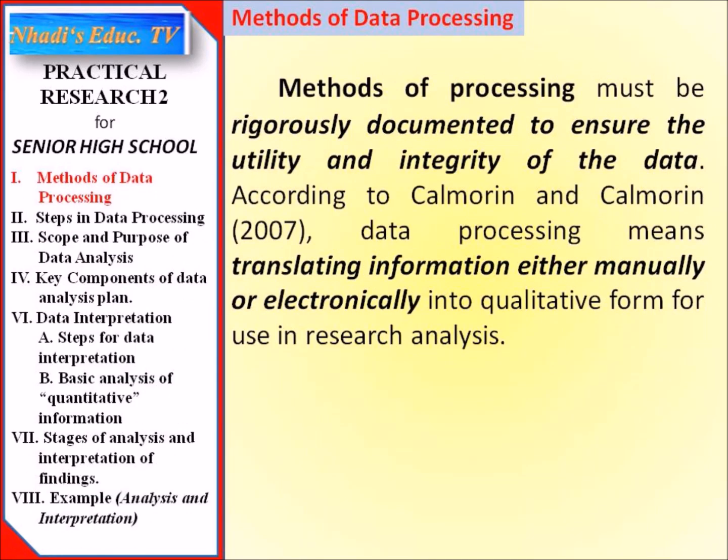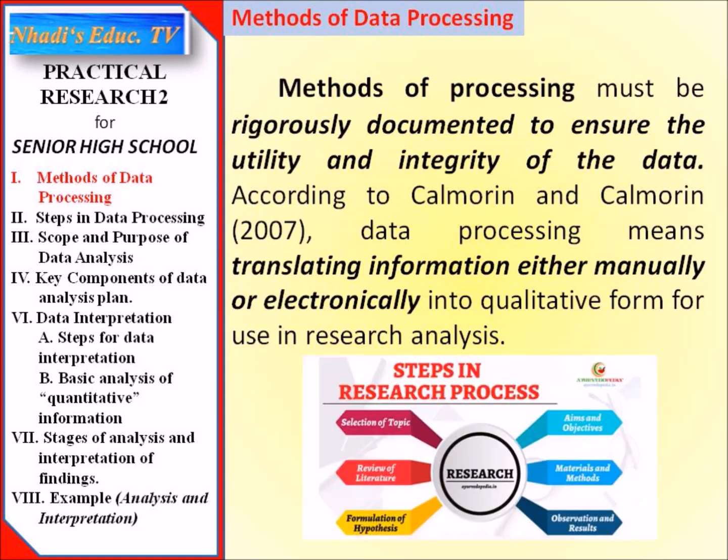Methods of processing must be rigorously documented to ensure the utility and integrity of the data. According to Calmorin and Calmorin of 2007, data processing means translating information either manually or electronically into qualitative form for use in research analysis. Do not be confused about the qualitative form, because in chapter 4 we're going to interpret the data you collected from the numbers or from the tables and graphs that you presented. That's why it is qualitative form, but we are still in quantitative.